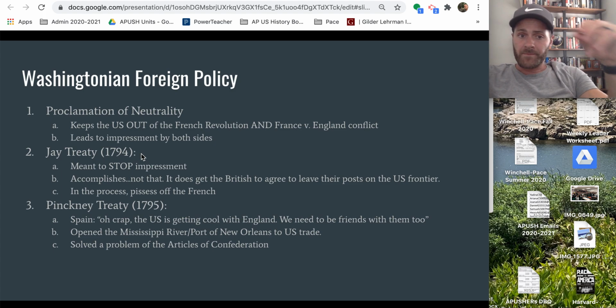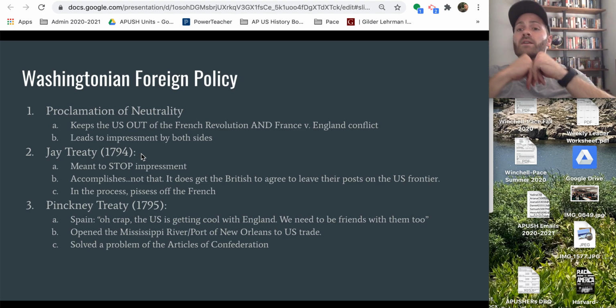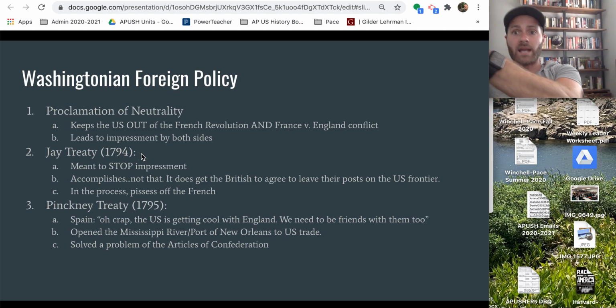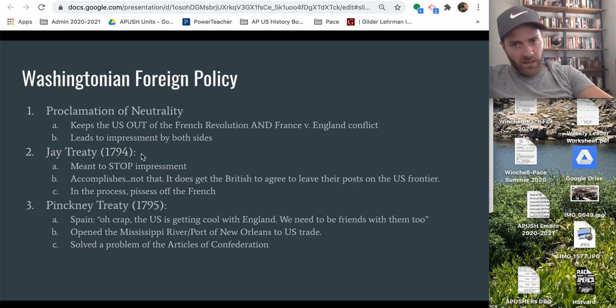Now, impressment is when a country steals your cargo, say the U.S. is trading with France. The British Navy intercepts that cargo, takes that cargo, steals that cargo, and impresses or forces those sailors that are on that boat into the British Navy as parts of the British Navy. So we're going to see impressment happening by the French and the British, and the U.S. is kind of powerless to stop it because our military is so weak, our economy is so weak, and we don't have a whole lot of credibility. So the Proclamation of Neutrality is important, pisses off both sides, leads to impressment.